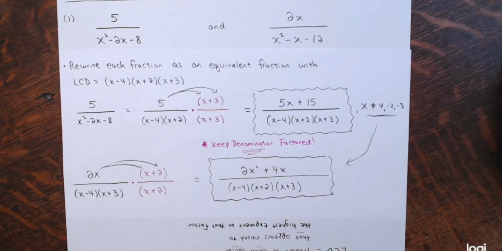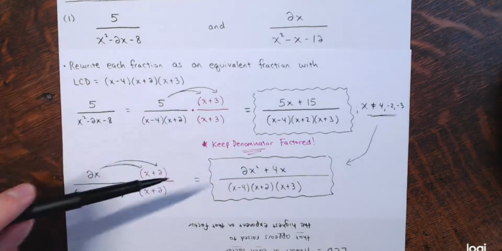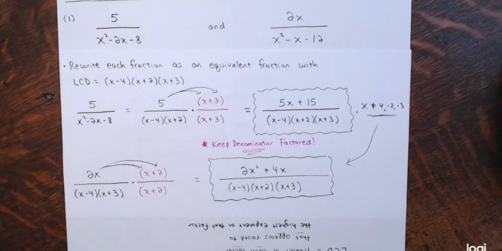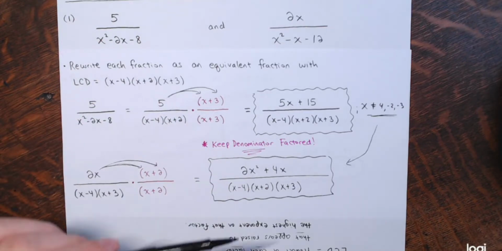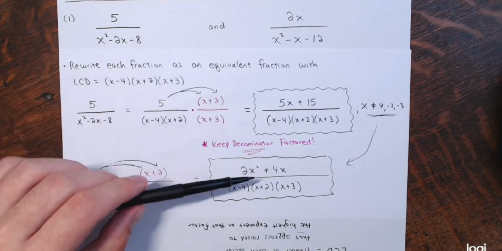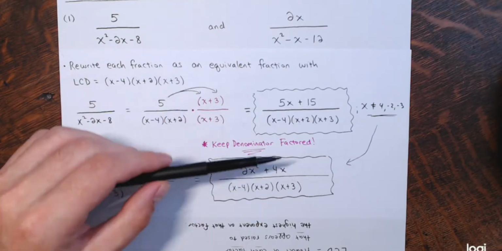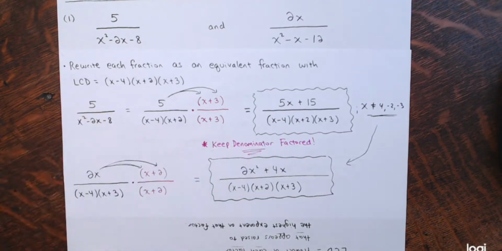Alright, and that was part 2. That's what we're asked to do: rewrite each fraction we were starting with as an equivalent fraction with the same denominator, and that denominator is the LCD. Now the whole reason we're doing this, rewriting fractions so they have the same denominator, is so that later we can add them or subtract them. Because remember, if you're going to add or subtract fractions, they must have the same denominator. That's the whole reason we're doing this.